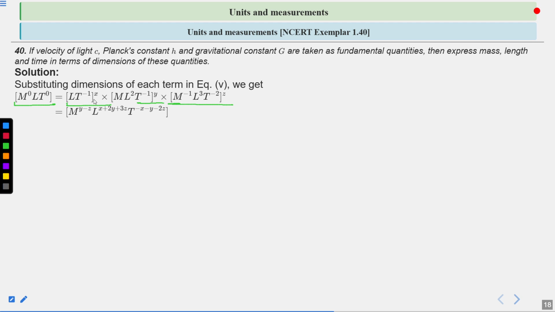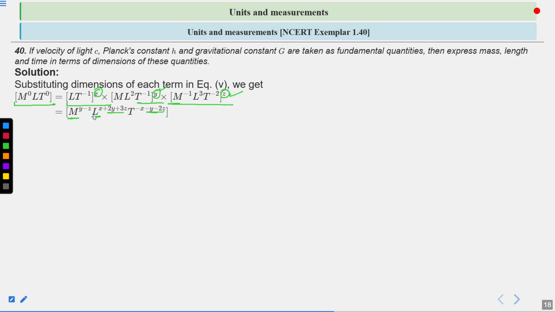On the RHS, the dimension formula is (L T^-1)^x, and similarly (M L^2 T^-1)^y, (M^-1 L^3 T^-2)^z. Here the powers are x, y and z, multiplied with the powers of M, L and T. So we get M raised to the power y minus z, similarly L raised to the power x plus 2y plus 3z, and T raised to the power minus x minus y minus 2z.